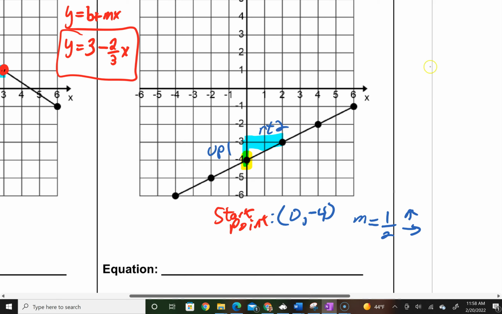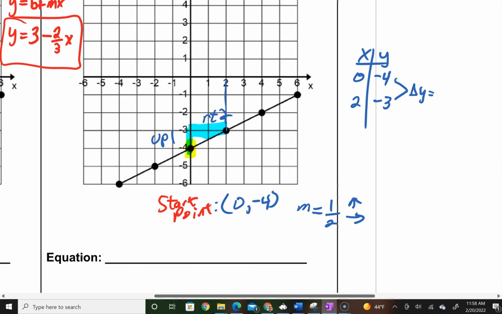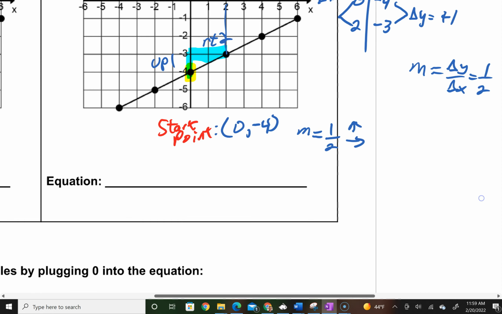By the way, again, you could have gotten this information via a table. You could have had 0, -4. This point here would be 2, -3. You could see your change in y. You're actually going up 1, right? If you look at that. Your change in x is going up 2. Your m is change in y over change in x. But it's so helpful to just look at the graph, though. Right? It's so helpful to do that.